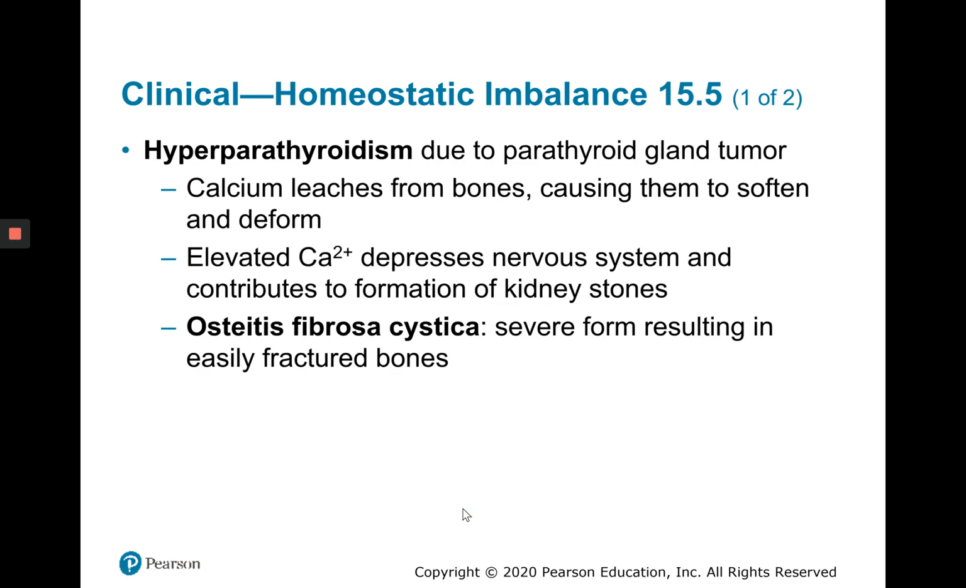Let's look at some homeostatic imbalances. So hyperparathyroidism, that's going to be extra parathyroid hormone being produced, but that could be due to a parathyroid gland tumor. And that would cause extra parathyroid hormone, so that would cause extra calcium to be leached from or to leave bones. It could depress the nervous system because calcium is important for things like neurotransmitter release. Calcium is even important for things like mitosis. So changing calcium levels can definitely have an effect on organ systems.